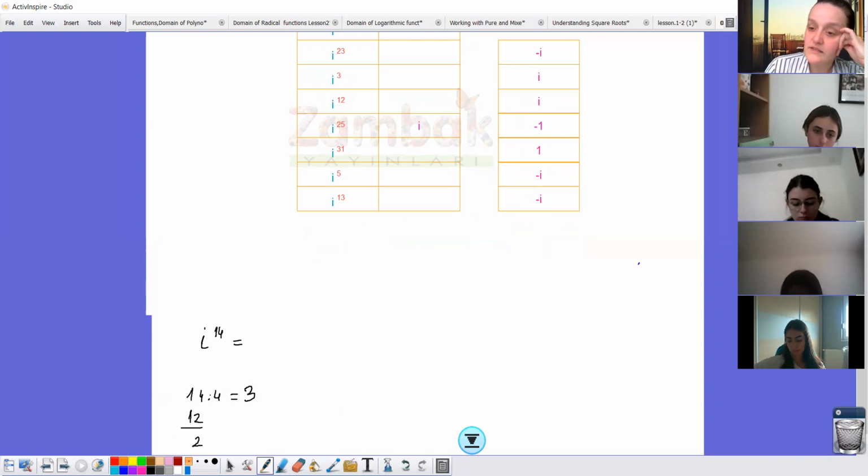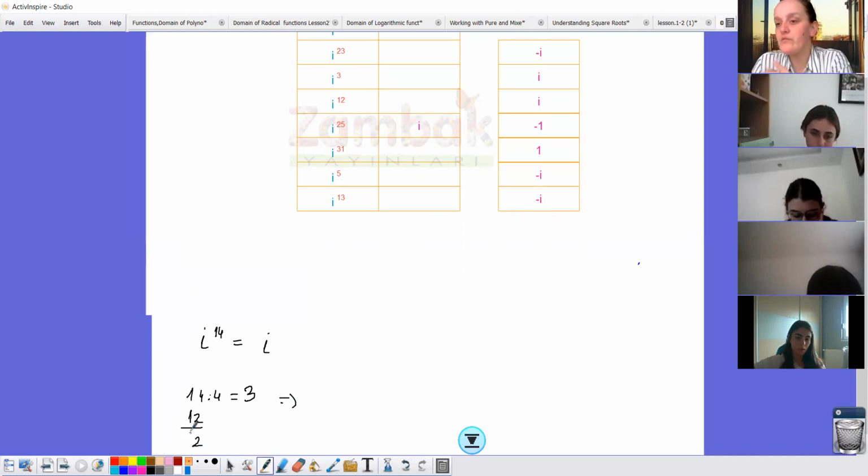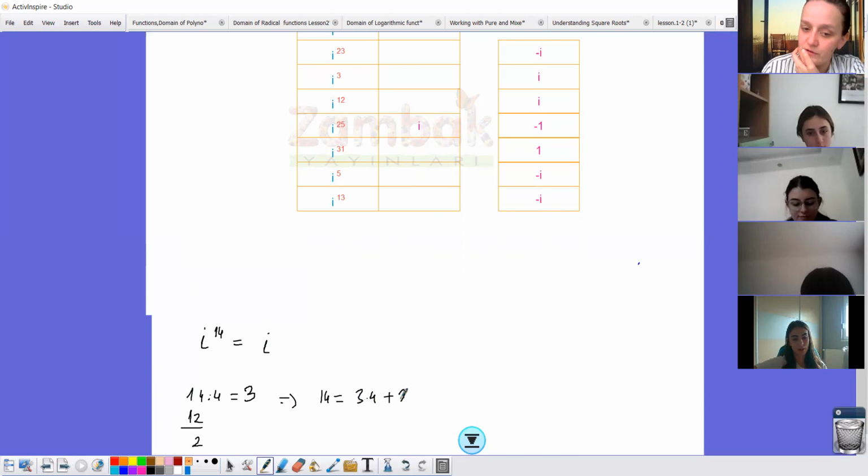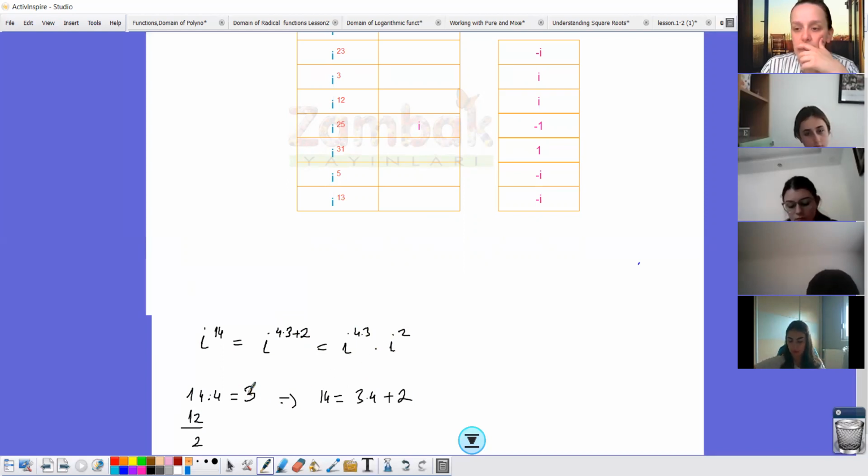The remainder is 2. What this 2 gives to me is that I can write i to the power of 14. Let me remind you. When you have a division with remainder, can I write this 14 as 3 times 4 plus 2? Yes, we can. So if I write the same thing for the power, 4 times 3 plus 2, how can I write this? This is i to the power of 4 times 3 times i squared, yes? Can I write like this?